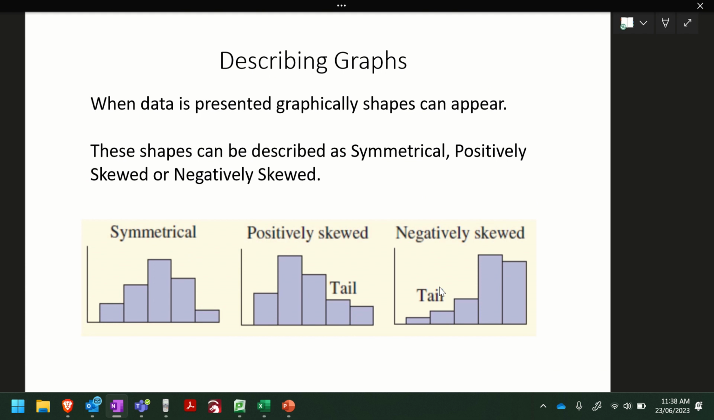Yeah, the shapes. Tiana, make sure you copy this. Yeah?